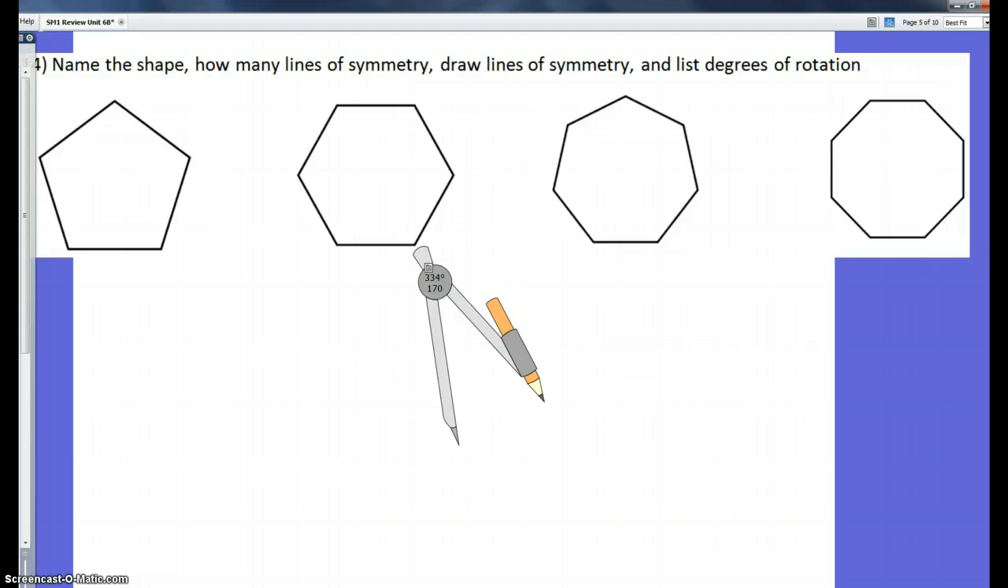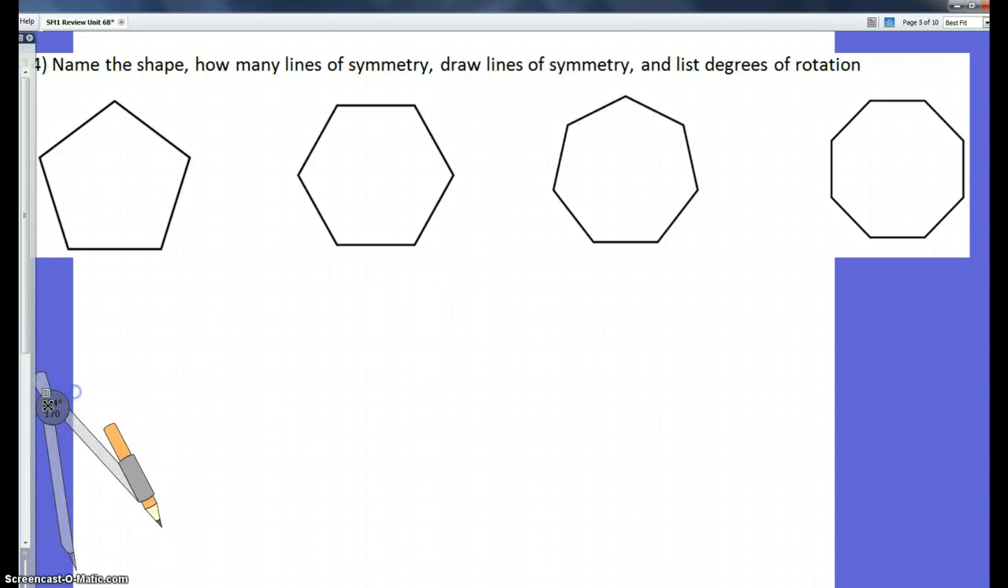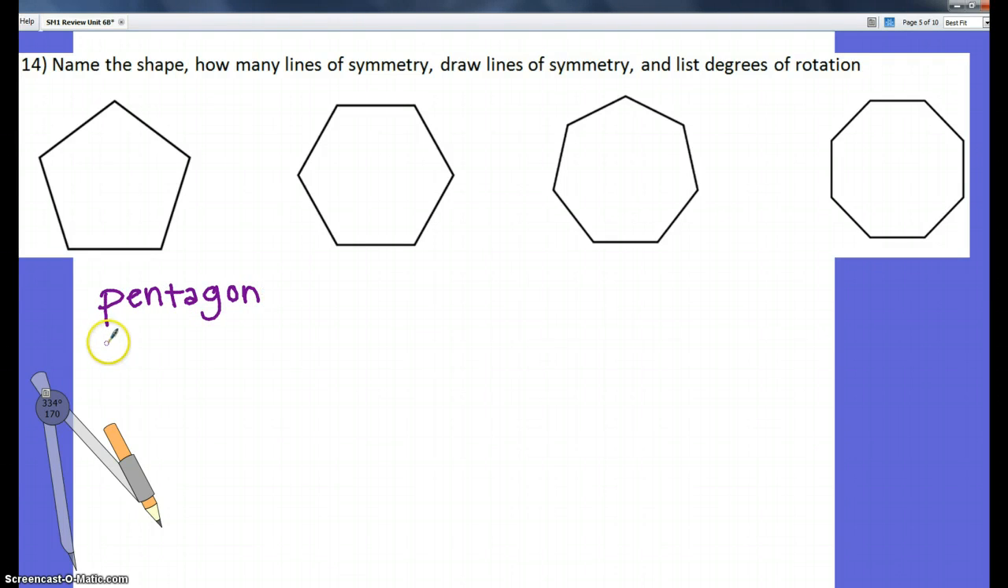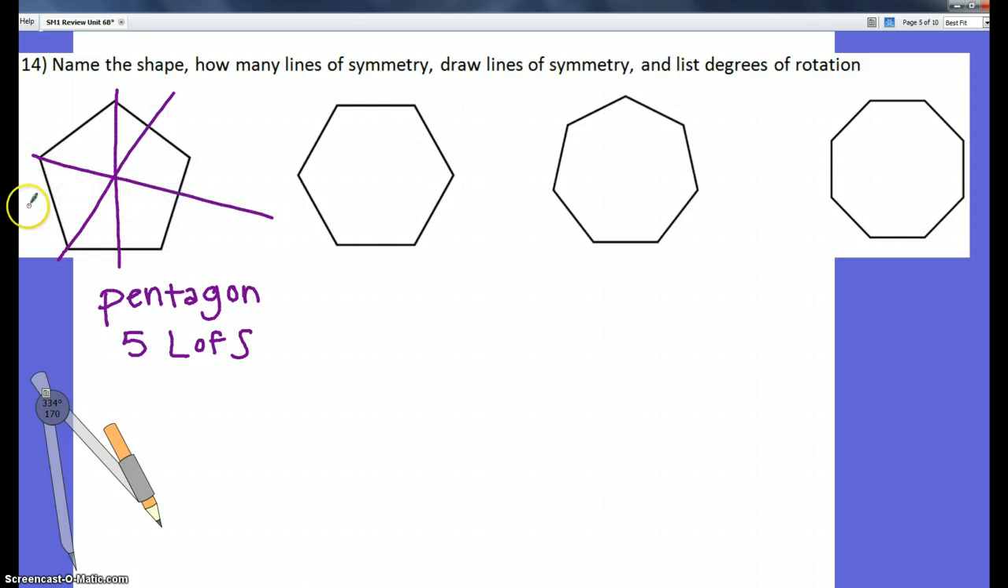Next, I don't need this for these ones. Name the shape below. Here we've got a pentagon. The lines of symmetry, it says how many are there and draw them. So I know a pentagon has 5 lines of symmetry. And if I draw them in here, 1, 2, 3, 4, 5.